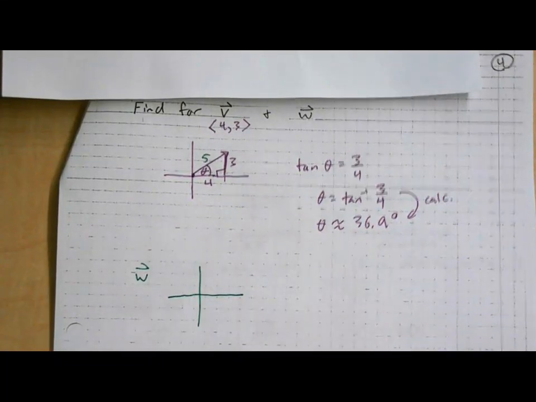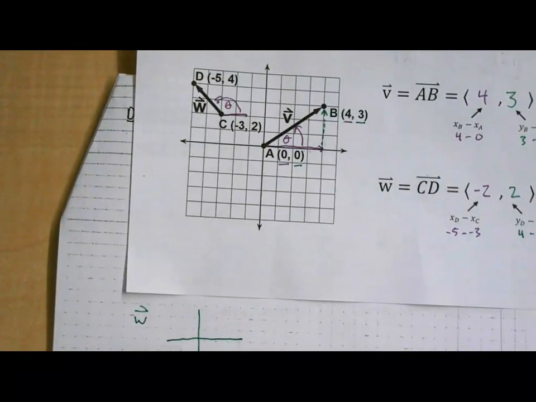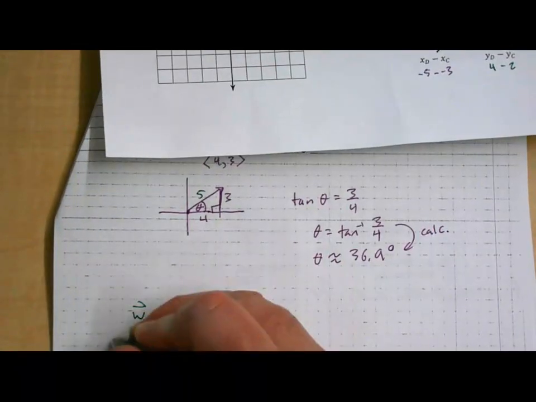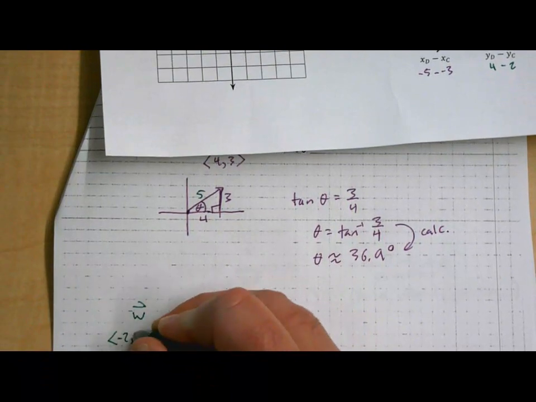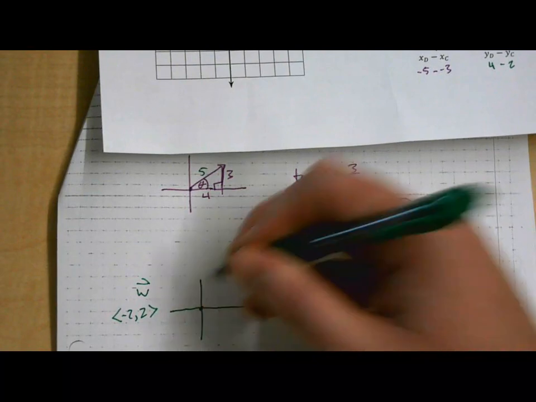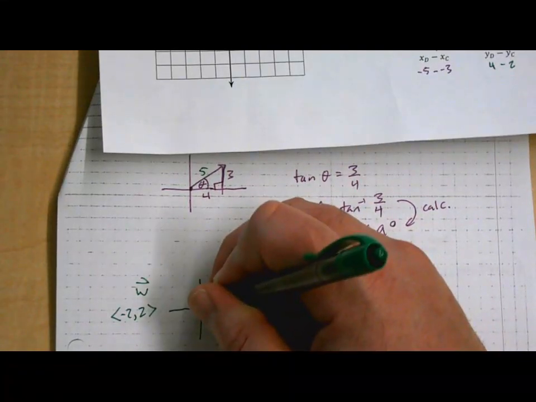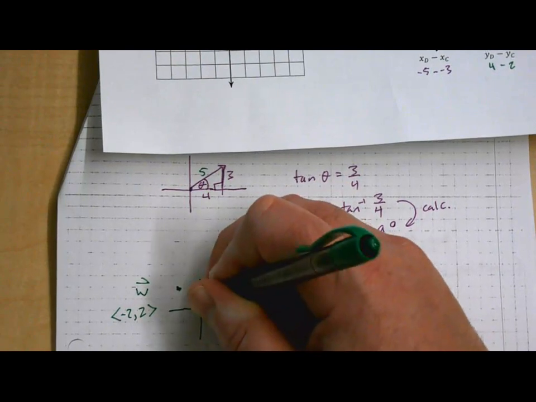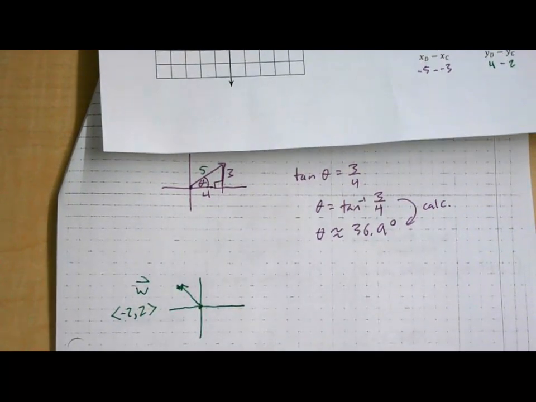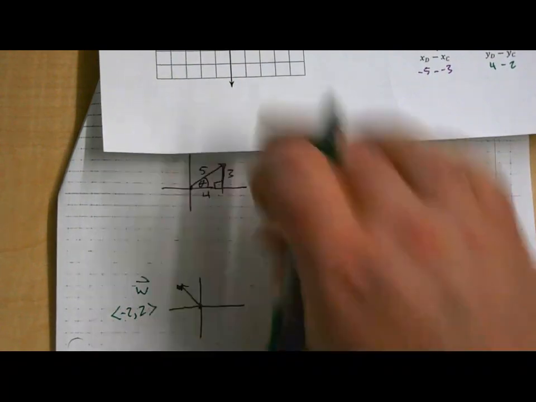Now, I'm not sketching vector W as it appears on your little half sheet here. Vector W has the components -2, 2. So when I sketch it, I'm going to make it start at the origin. We're allowed to shift vectors around wherever we want to. So this would still be vector W. I just need to make sure that it's going 2 to the left and 2 up. That vector has the same direction and magnitude as the one that's on here.